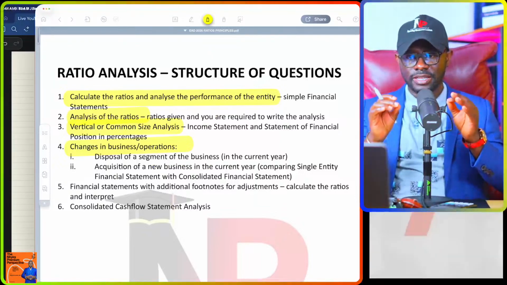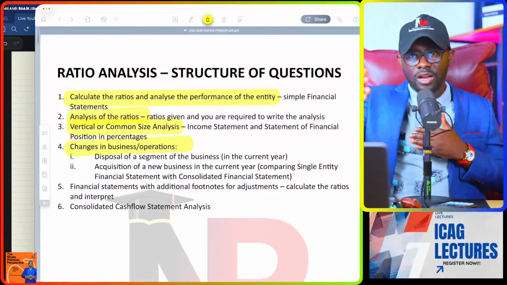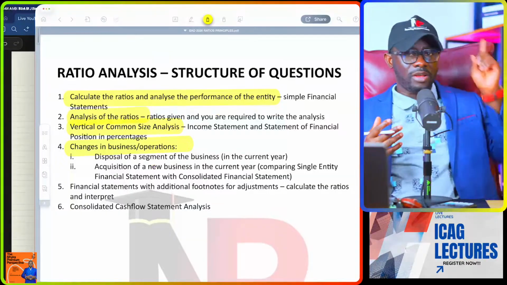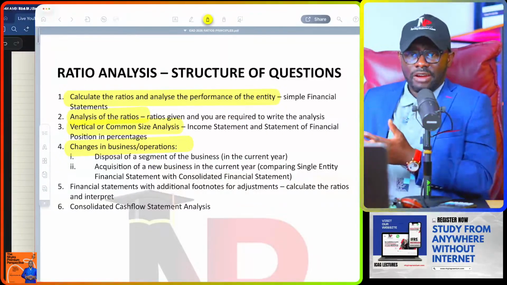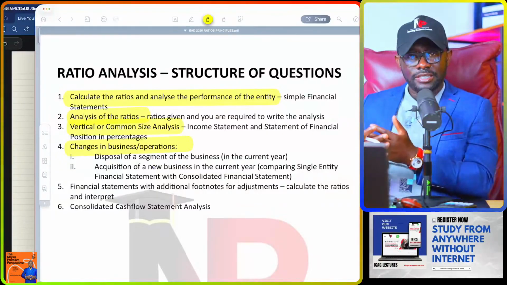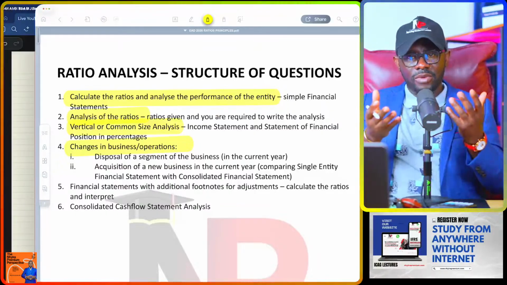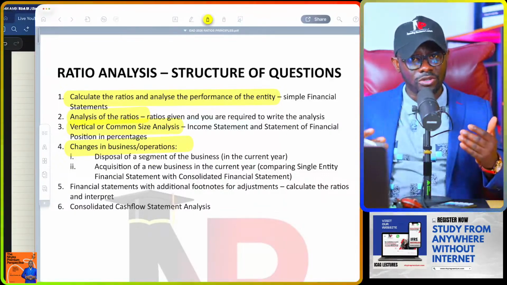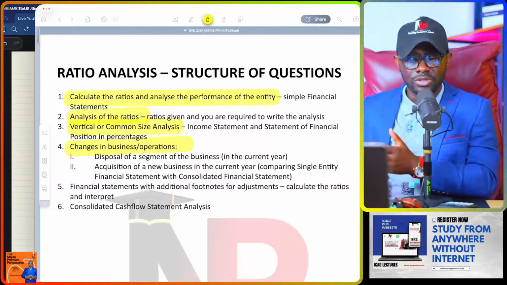This simply means that the entity is going to sell part of the business at the beginning of the year, in which case it means the previous year financial statement may be a consolidated financial statement, and the current year financial statement has to be adjusted, and so it is a single entity financial statement. In that environment, how do we compute the ratios? What are the adjustments we are required to make, and how do we analyze the financial performance and position of the entity?